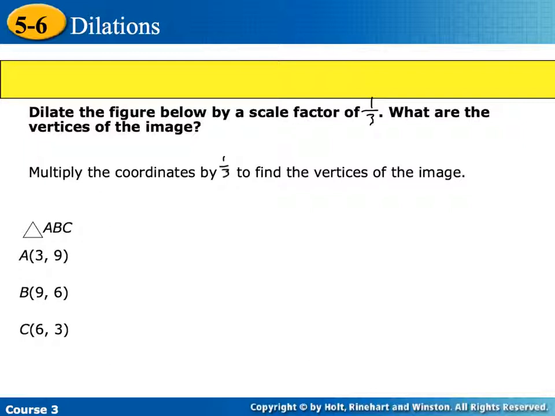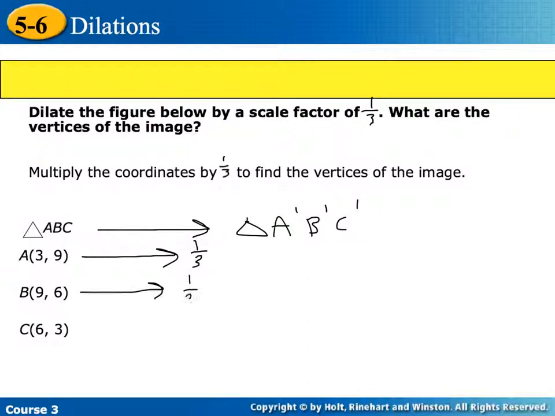All right, so what am I doing to my pre-image? I'm finding my A prime, B prime, C prime, and dilating each of these by a scale factor of 1/3, multiplying everything by 1/3. If I do so, my size will change, but my shape will not. So I take 3 times 1/3, my answer is 1. 9 times 1/3, my answer is 3. I took each of these x's and y's to get my points.